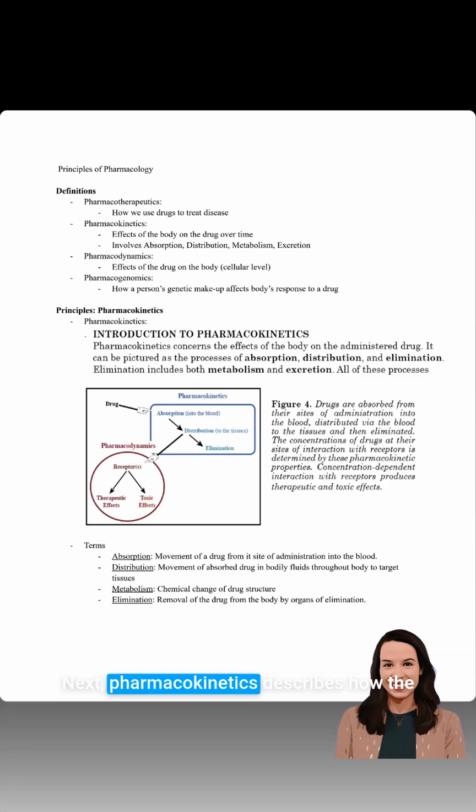Next, pharmacokinetics describes how the body affects drugs over time through four key processes: absorption, distribution, metabolism, and excretion, commonly known as ADME. Pharmacodynamics focuses on how drugs affect the body at the cellular level. Lastly, pharmacogenomics examines how a person's genetic makeup influences their response to medications. These concepts are essential for making informed clinical decisions in your nursing practice.